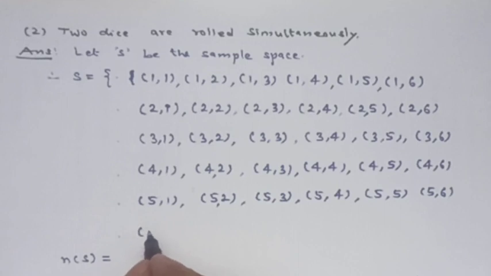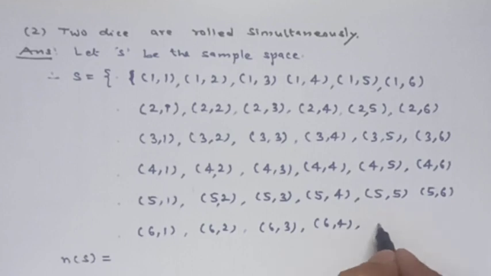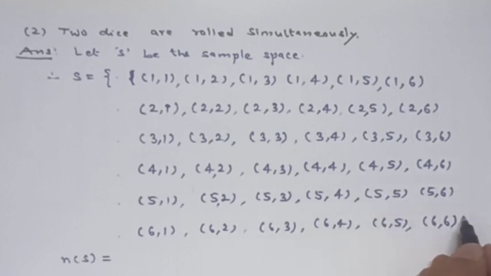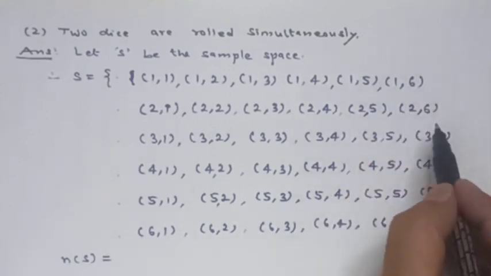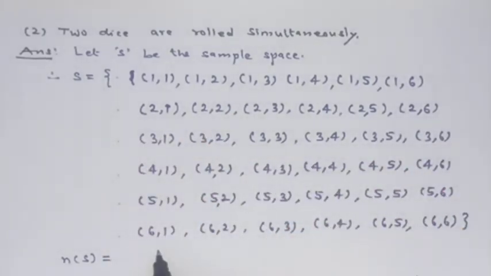Last one, (6,1), (6,2), (6,3), (6,4), (6,5) and (6,6). So you can see there are 6 rows, 1, 2, 3, 4, 5 and 6, and 6 columns. So 6 into 6, 36.